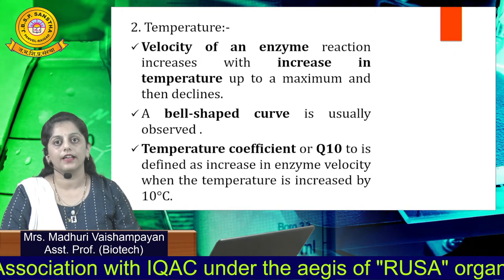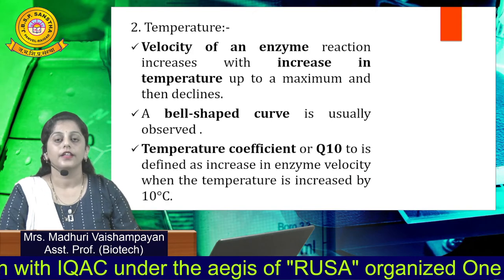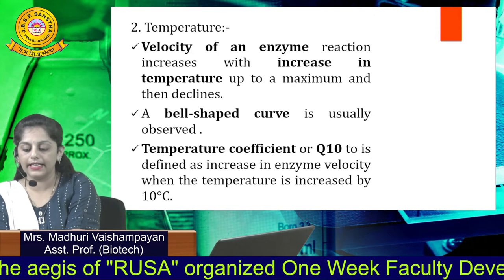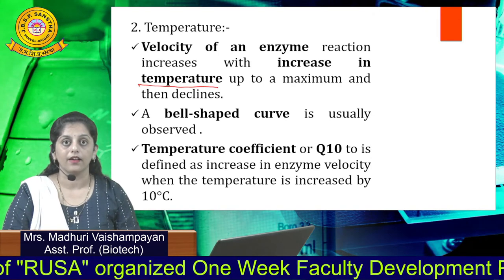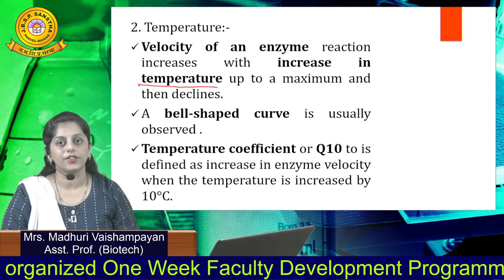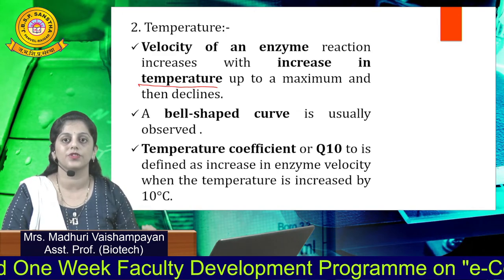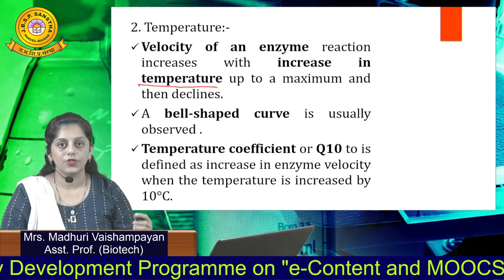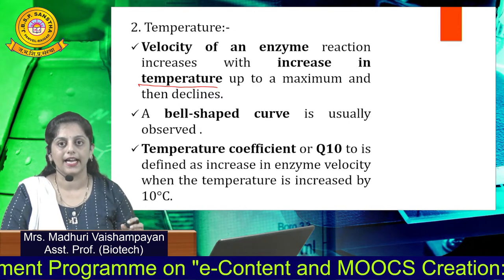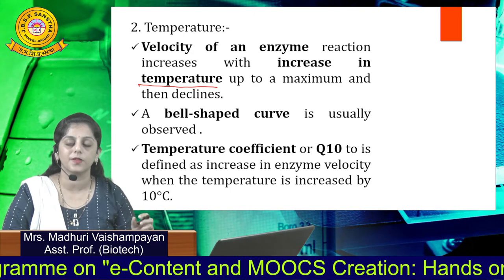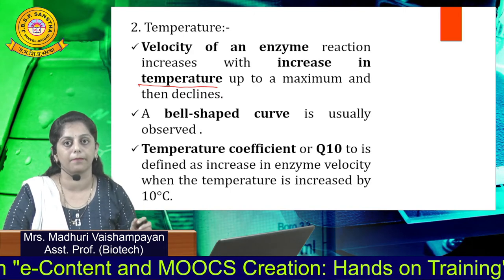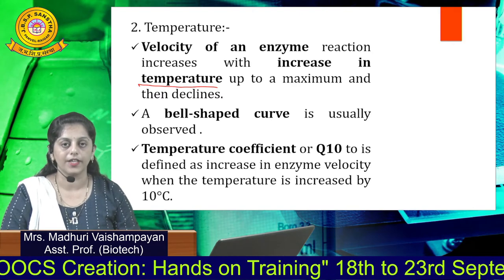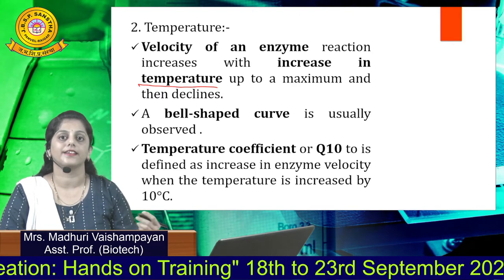The next factor is temperature. Here, the velocity of an enzyme reaction increases with an increase in temperature. But if you keep on increasing the temperature, what will happen? If it exceeds 60 or 70 degrees, your enzyme protein may get denatured. So, every enzyme has a specific optimum temperature. Optimum temperature means what? The temperature at which your enzyme is showing the maximum activity.